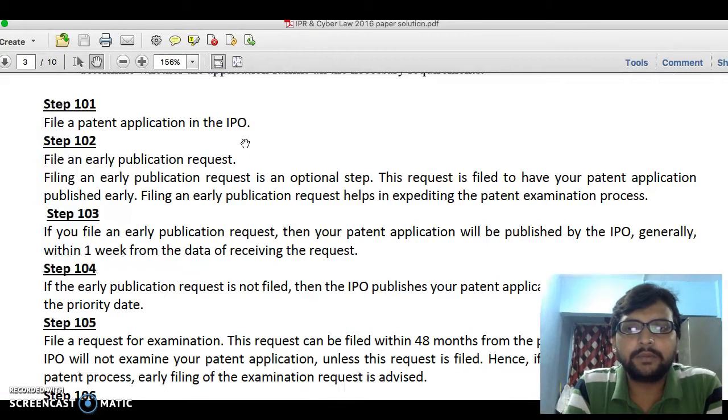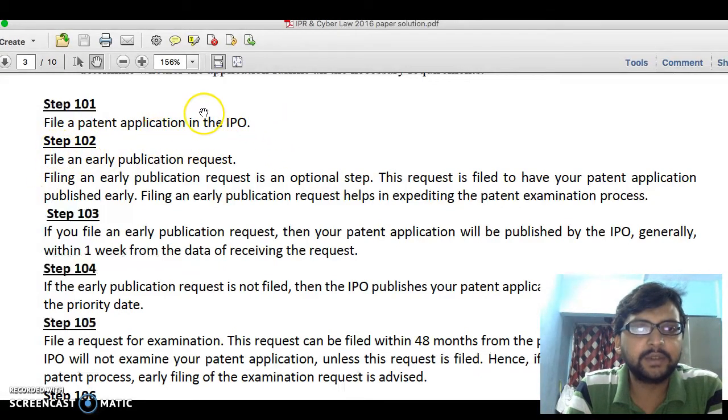One more thing: when you go to file an application, there is always an eligibility criteria. Your idea must be something unique. You must have studied the patent topic: what is a patent, novel, unique, an idea which is not yet used in the public domain. Those types of ideas only we can file for a patent. So first we have to file an application in the IPO.